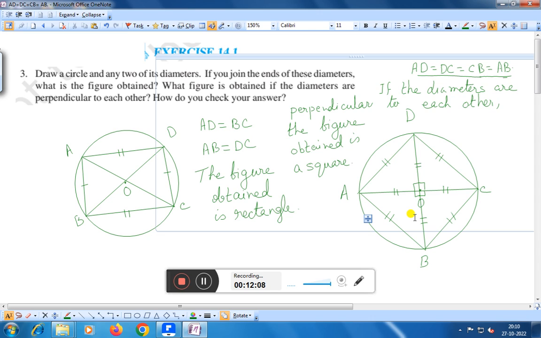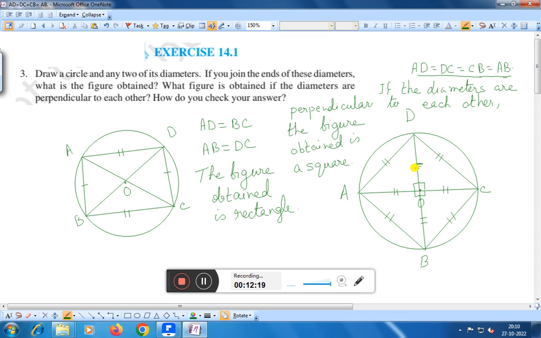That means we can say that here, we already told you that AD is equal to DC, DC is equal to CB, CB equal to AB. That means these are all equal. This side and this side, all equal. That means they bisect each other. Not only that, they bisect each other perpendicularly. That means these are 90 degrees. This is 90 degrees, this is 90 degrees, this is 90 degrees, and this is also 90 degrees.